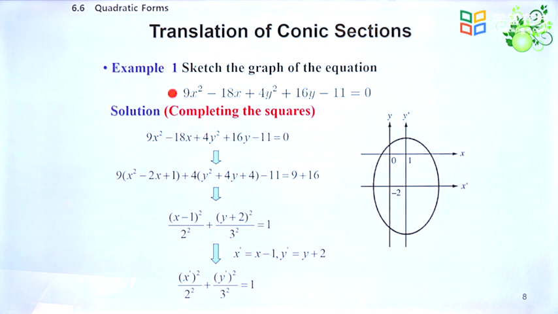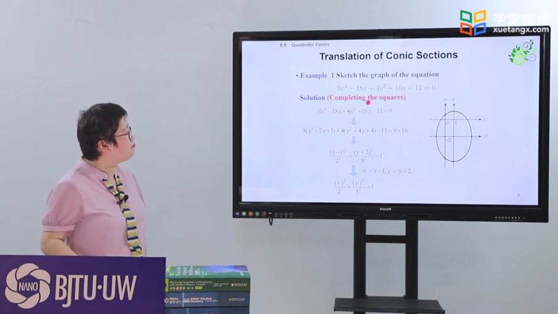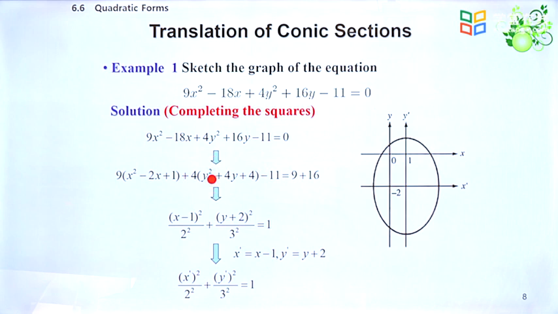Having this equation, we first try completing the squares. We put the 9x power 2 minus 18x together, and we add this constant here, plus 9. For y power 2, we also complete the square, so it's 4 times y power 2 plus 4 here, so altogether 4 by 4, it's 16. And then minus 11 equals 9 plus 16, because here you add 9, here you add 16. To make this equation still hold, we have this one.